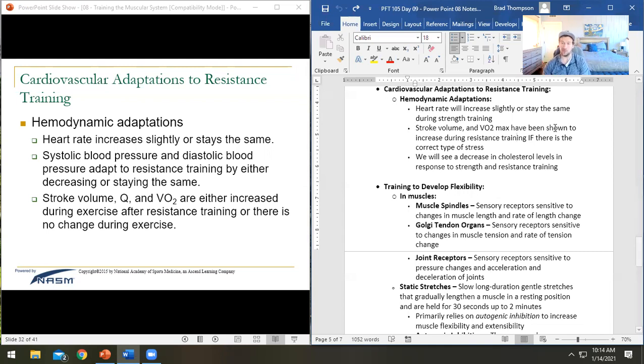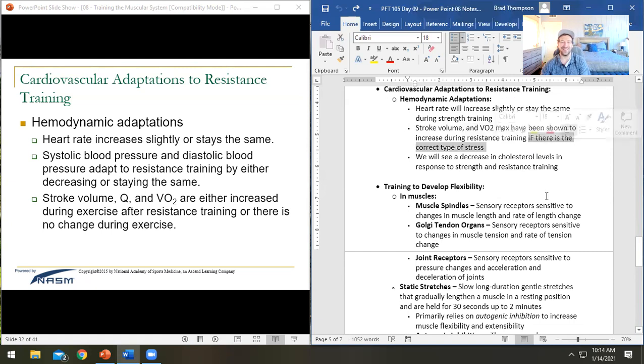And it'll be able to pump more blood per beat. So we'll see an increase in stroke volume, which is a really good thing. We'll see an increase in VO2 max. Your cells will get better at consuming oxygen, so you'll be able to consume more oxygen. The more you can consume, the more work you can do, right? And both those things have been shown to increase with resistance training if it's the correct type of stress.